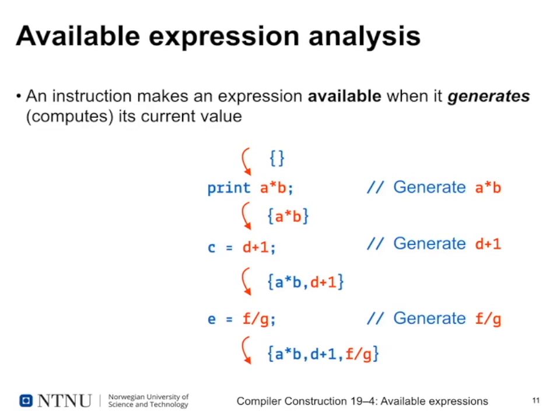So let's start with no available expressions here. Then we execute print a times b. So we generate a times b. We have an expression that we calculated and which we might want to reuse. So the next instruction we are calculating c equals d plus 1. So we have yet another expression generated, d plus 1. And the final one here on this slide is e equals f divided by g. So we have yet another one, f divided by g, as part of our available expressions.